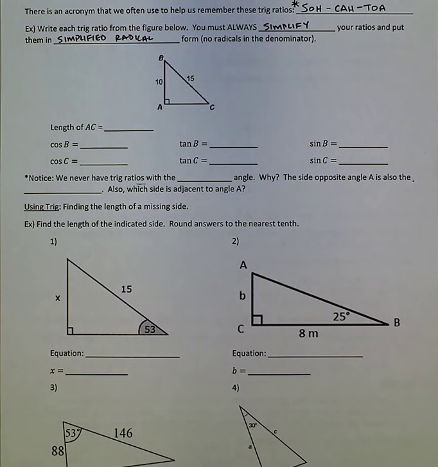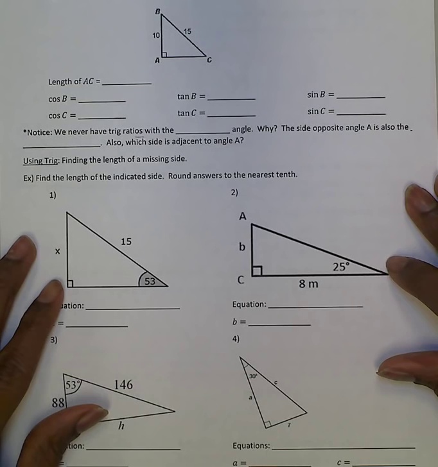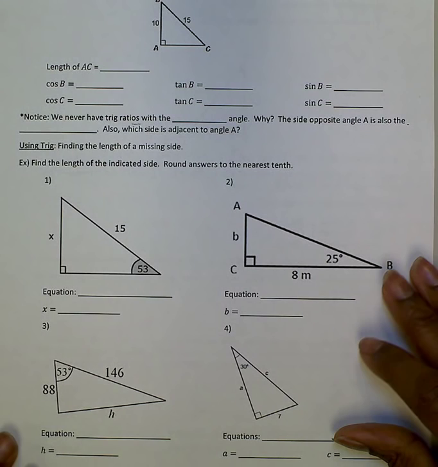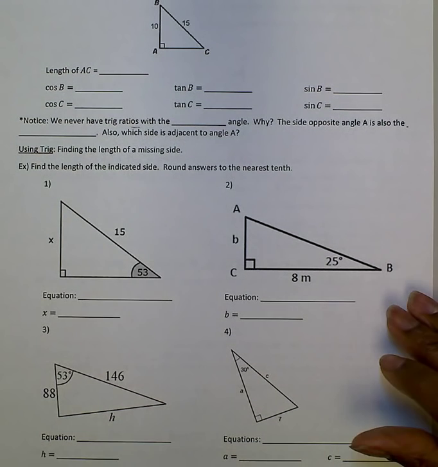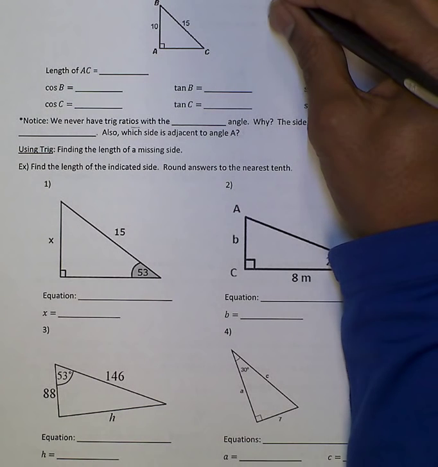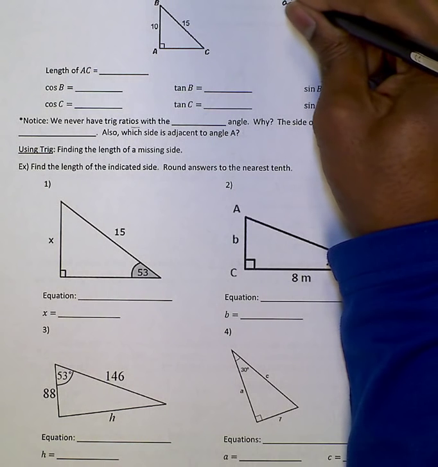Okay, so here we're given a right triangle, and we're asked to find the length of AC. We can find the length of AC because it's a right triangle by using Pythagorean's theorem: a squared plus b squared equals c squared.